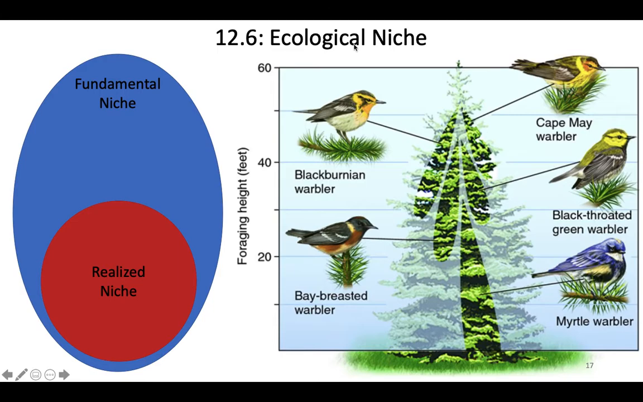So perhaps in this model of a realized niche of birds living in one species of evergreen tree, if all these other birds didn't live there, this Blackburnian warbler might be able to inhabit the entire area of the tree. But perhaps because of competition, its realized niche for each of these species is smaller than what its fundamental niche might be within the canopy of this tree.